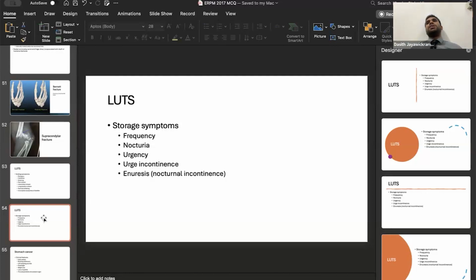Sometimes in the night, you won't feel the pain. Sometimes you just soil your pants and the bed. Called enuresis. So those are the storage symptoms. Okay. So let's have a look at the questions. Voiding symptoms: frequency, false. Urgency, false. Overstream, yes. Strangury, yes. Hesitancy, yes. So false, false, true, true, true.